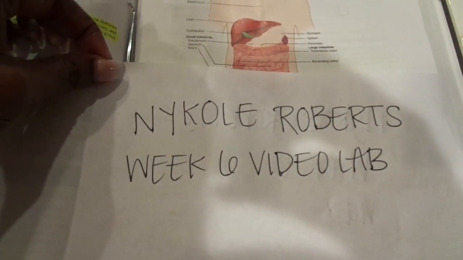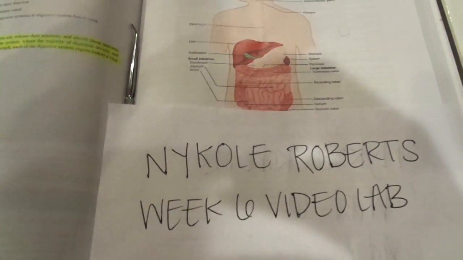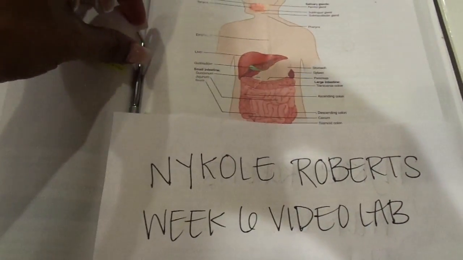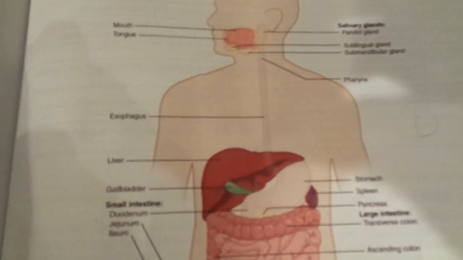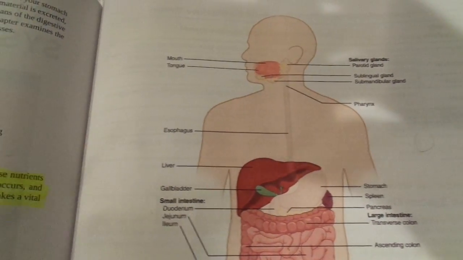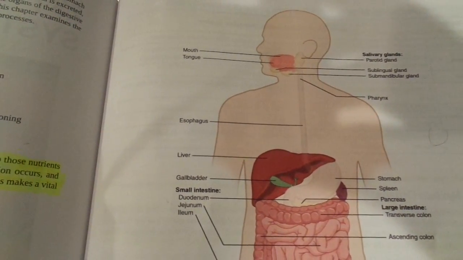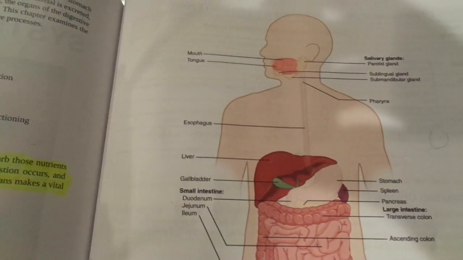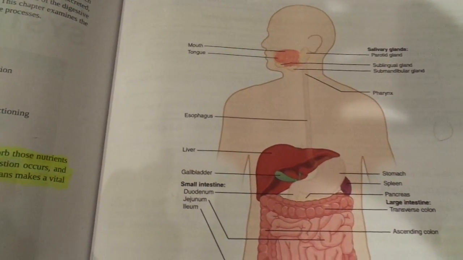This is week 6 video lab of the digestive system. I wanted to do something a little different. I did want to use my book because it's a really good example and it definitely illustrates the processes, like both chemical and mechanical processes of the digestive system.